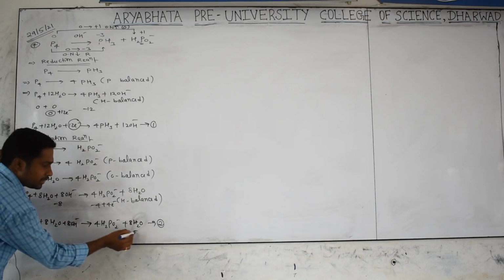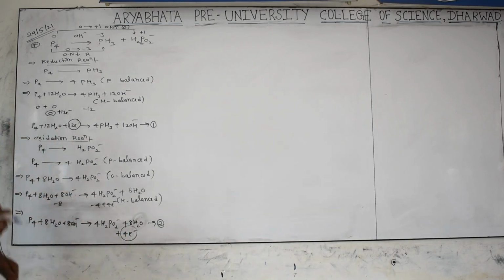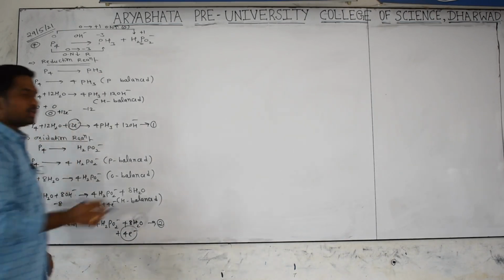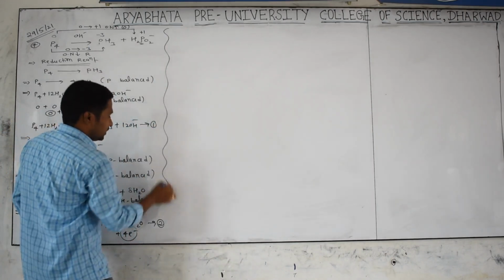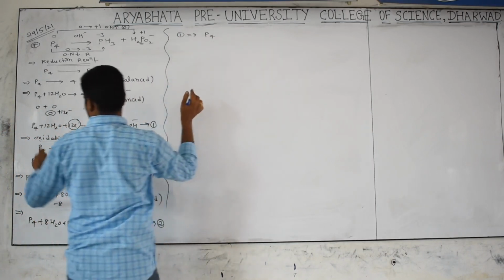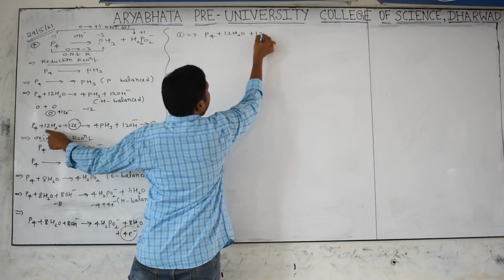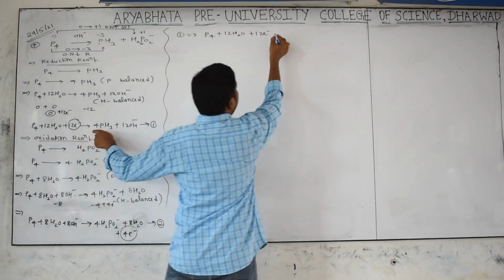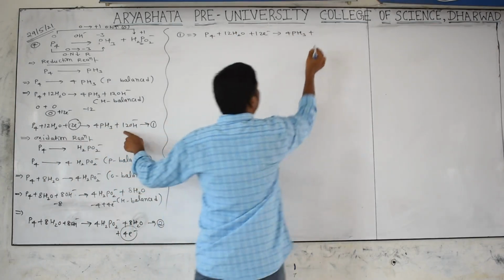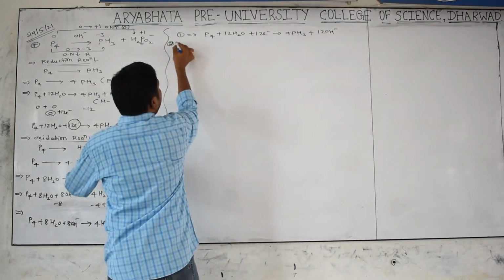Check it carefully. In equation number 2, 4 electrons are there, in equation number 1, 12 electrons are there. I have to do something. What? I have to equalize the electrons, that's why equation 1 is as it is. Equation 1 is nothing but P4 plus 12H2O plus 12 electrons gives rise to 4PH3 plus 12OH minus. But on equation number 2 I have to do something.